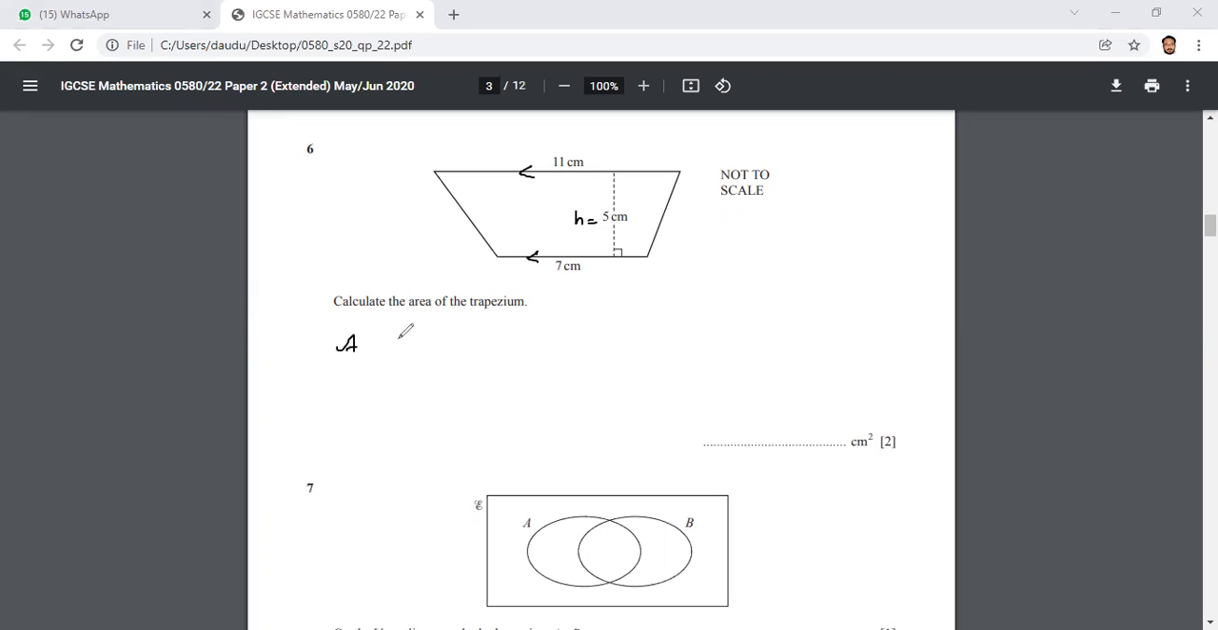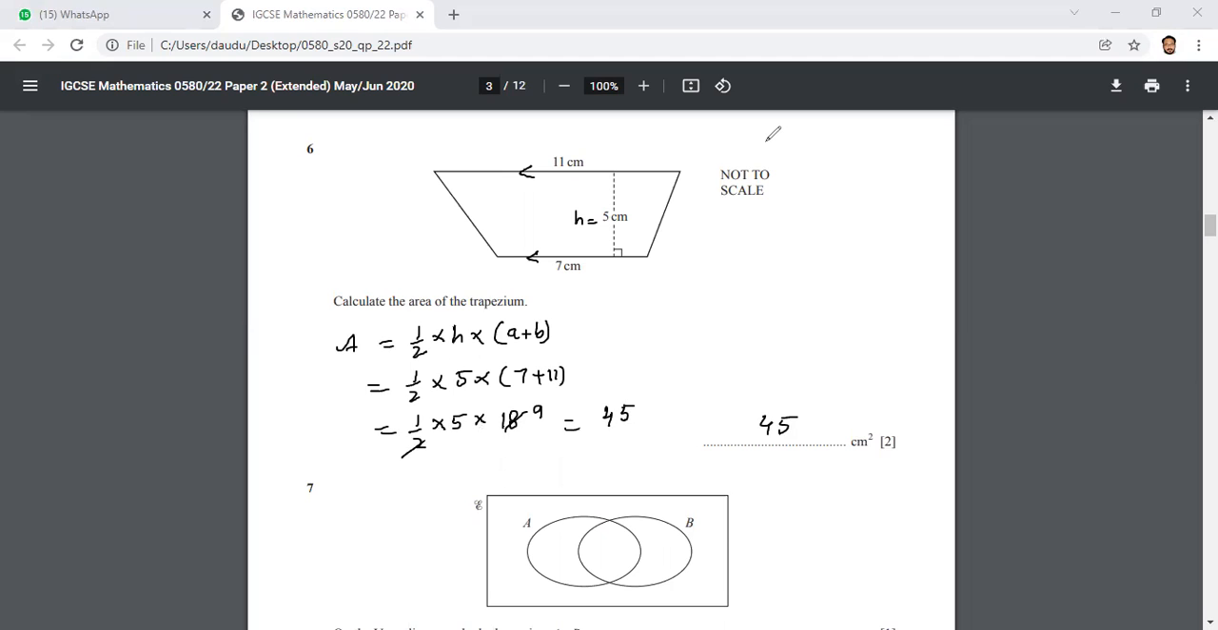So area of trapezium equals 1 over 2 times height multiplied by the sum of parallel sides. So this is the formula. Apply and then substitute. Height is 5 and the sum of parallel sides is 7 plus 11. So it gives us 1 over 2 times 5 multiplied by 7 plus 11, which gives us 18. We can cancel 18 with 2, so 9 multiplied by 5, 45. So we have the area, which is 45 centimeters squared.